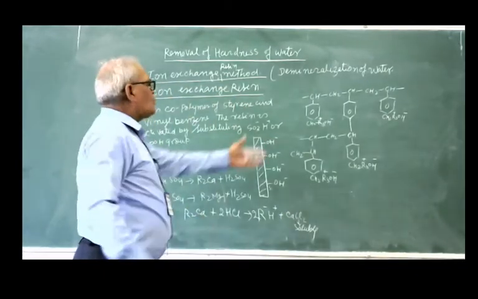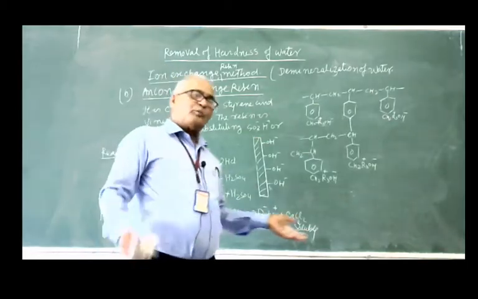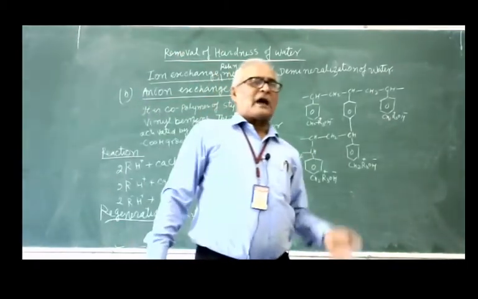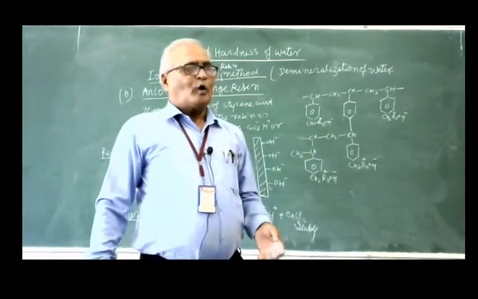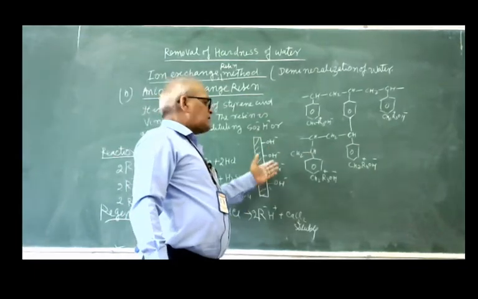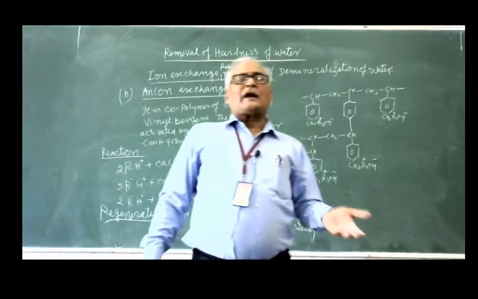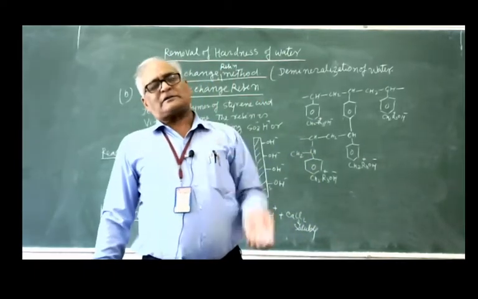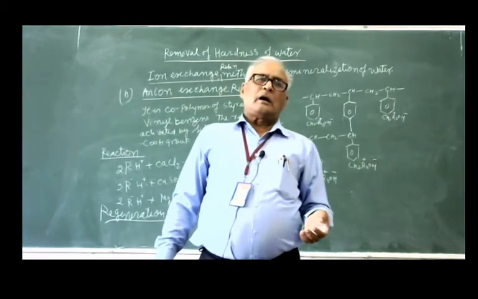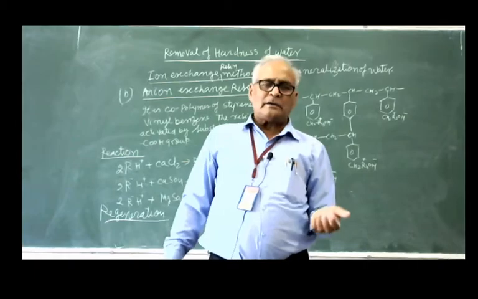So all these OH groups are replaceable by another negative ion, like chloride ion, like sulfate ion, like bicarbonate ion. So the hydroxyl ion is replaced by another type of ion which is already present in water. Suppose calcium chloride salt is dissolved in water and the water becomes hard.